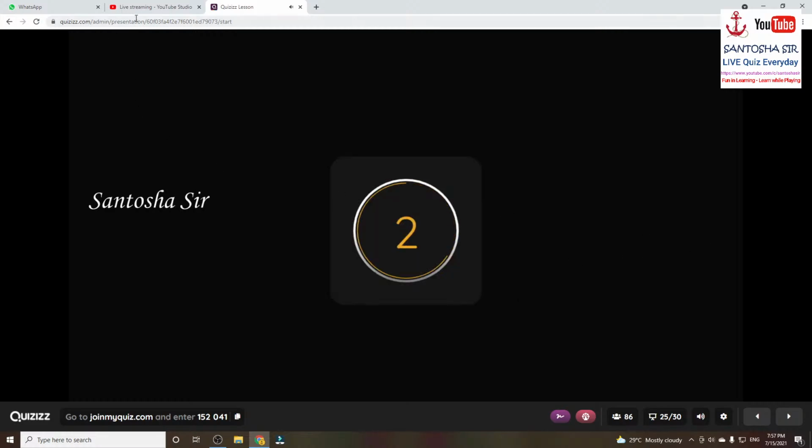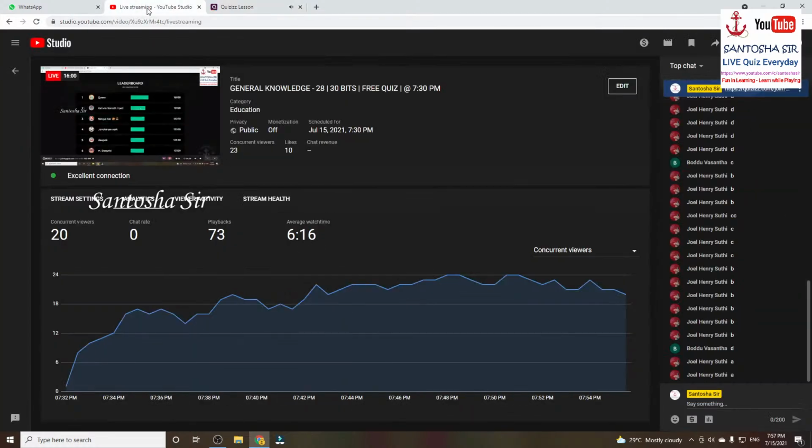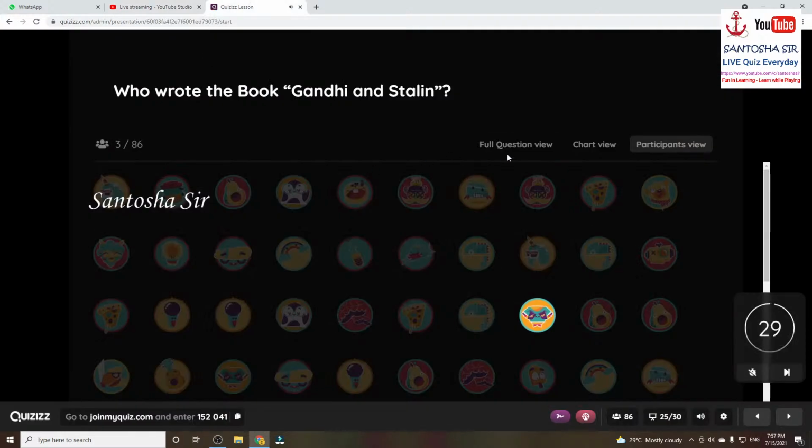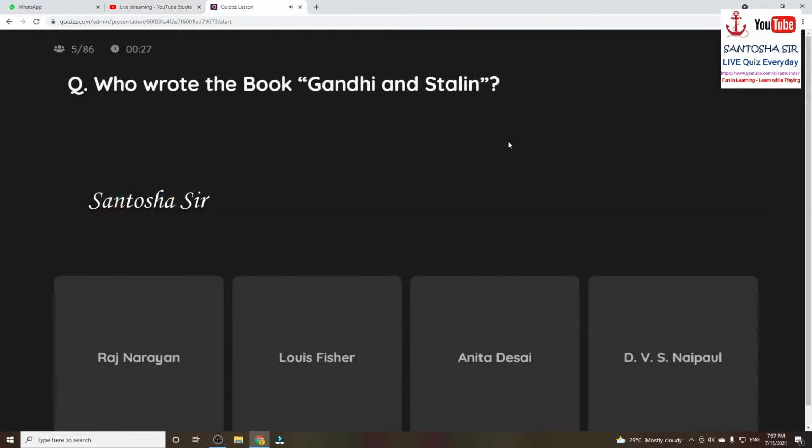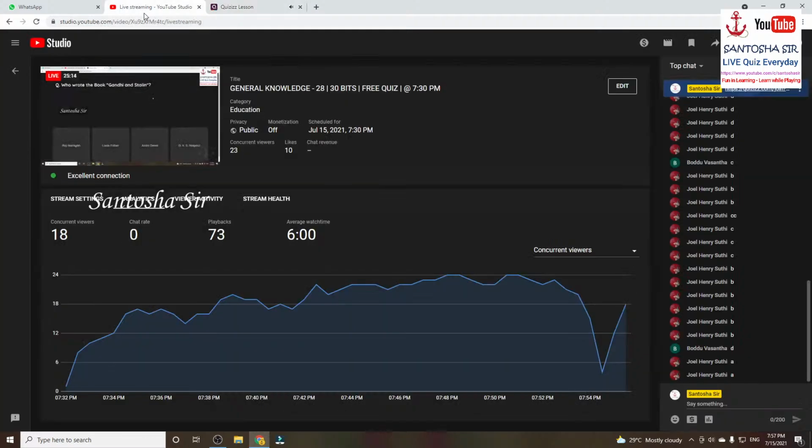Question number 25. Who wrote the book Gandhi and Stalin? Is that Raj Narayan, Louis Fisher, Anita Desai, or V.S. Naipaul? Who wrote the book Gandhi and Stalin?